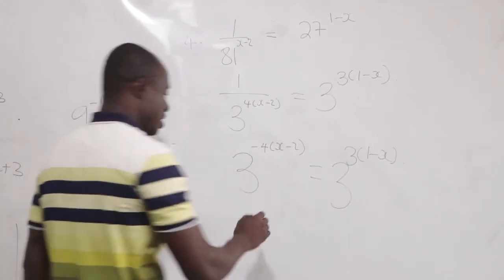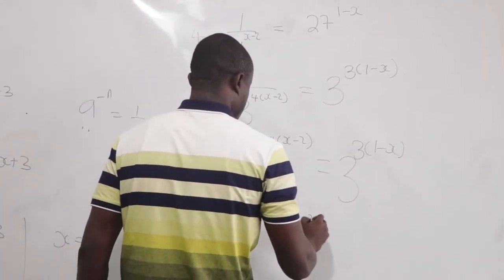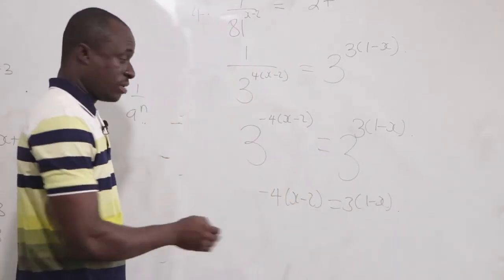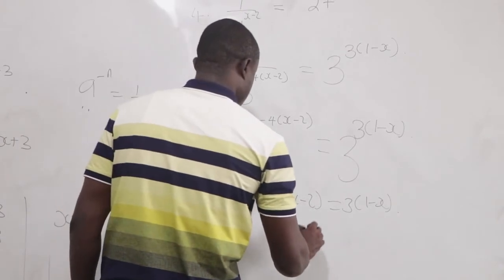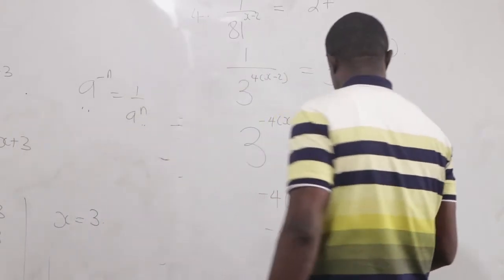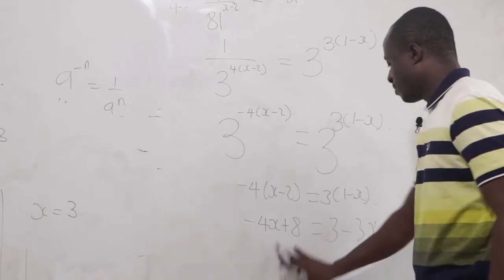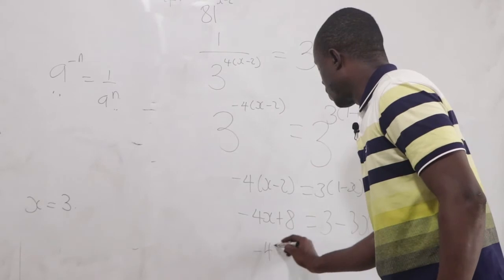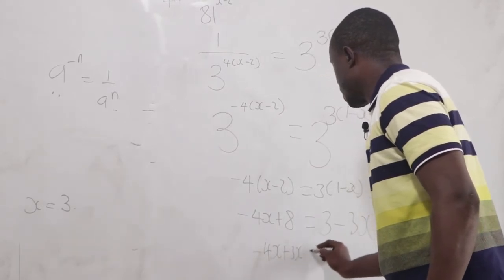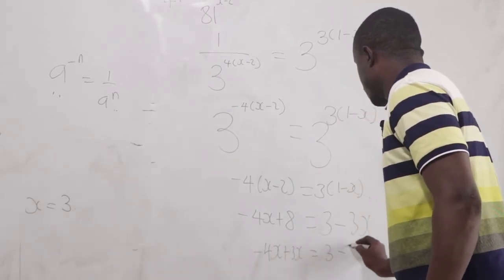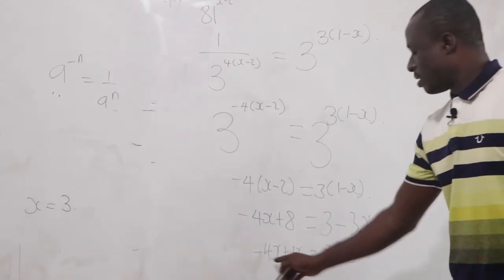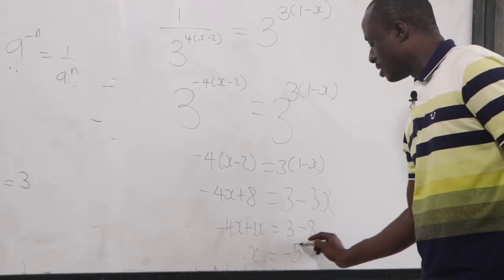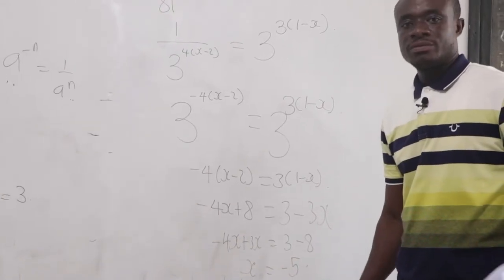Bases are the same. We equate the exponents. Negative 4 times x minus 2 equal to 3 times 1 minus x. We can expand. So we have negative 4x plus 8 equal to 3 minus 3x. We group like terms. This has to go there. This has to come in. So negative 4x plus 3x equal to 3 minus 8. Now this one will give us x. And then 3 minus 8, this is the same as negative 5.